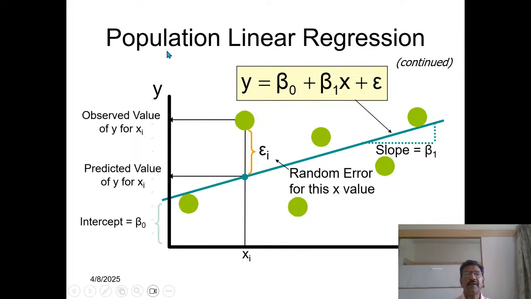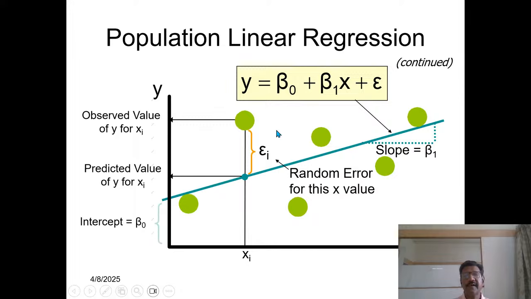Here we have the population linear regression. Whatever data points you take, you may also call it sample linear regression. For linear regression, y equal to beta 0 plus beta 1 x plus eta. Here eta means the error. Beta 1 is the slope of this straight line. Beta 0 is the intercept, the distance from 0 to where the line touches the y-axis. This much distance is nothing but beta 0.